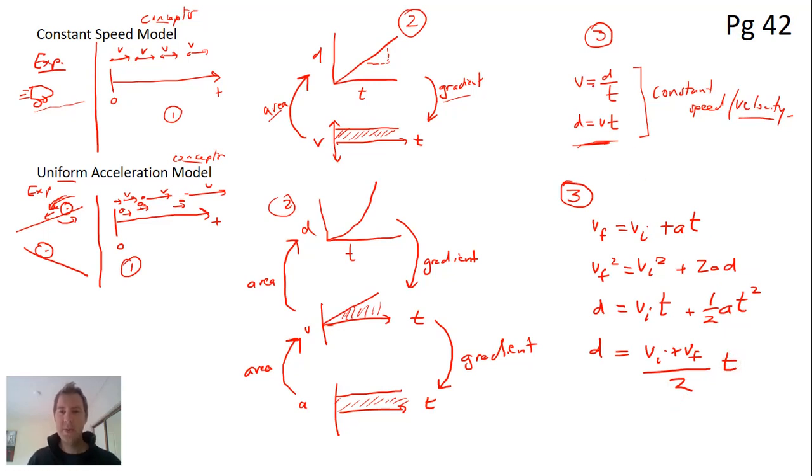You can't use the constant speed one when you've got something that's accelerating. You've got to use one of these 4 equations. The reason there are 4 is each equation has something missing. This equation doesn't have a D in it. This equation doesn't have a T in it. This equation doesn't have a final velocity in it. This equation doesn't have an acceleration in it. So depending on what you want and what you've been given, you can use any one of these 4 equations.